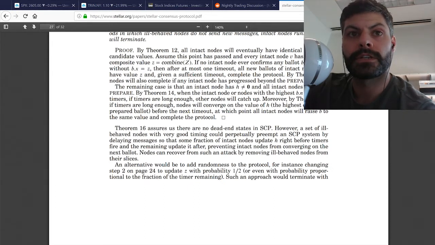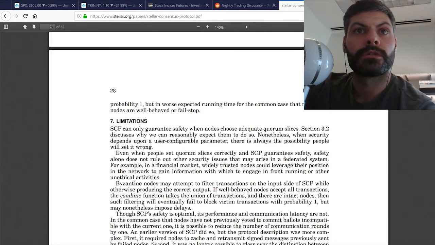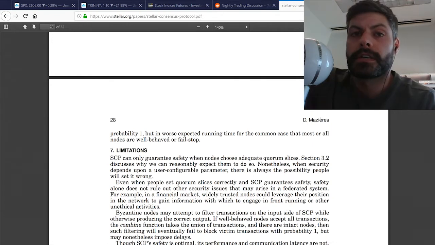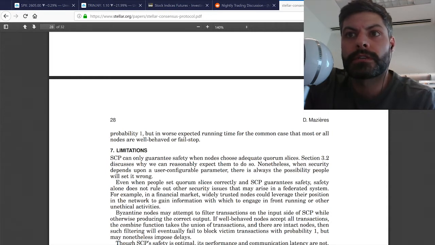For instance, changing step 2 on page 24 to update Z with the probability of 1/2, or even with probability proportional to the fraction of the timer remaining. Such an approach would terminate with probability 1 but with worse expected running time for the common case that most or all nodes are well behaved or fail-stop. 7. Limitations. SCP can only guarantee safety when nodes choose adequate quorum slices.